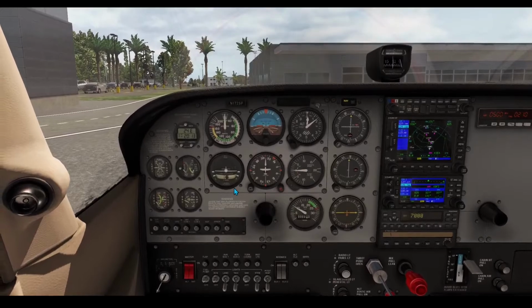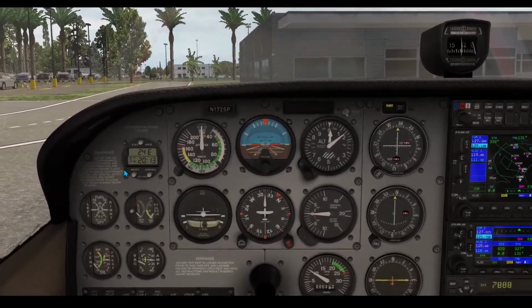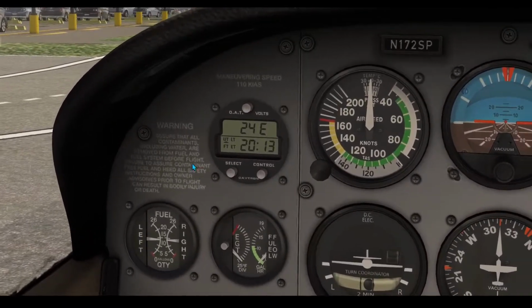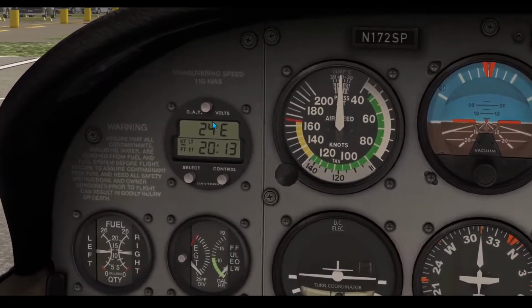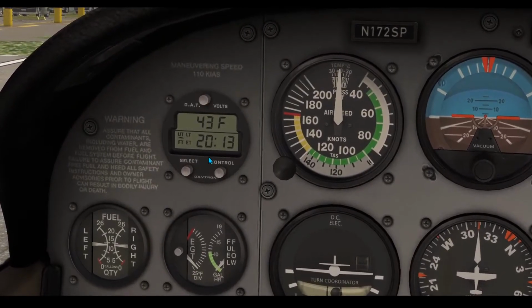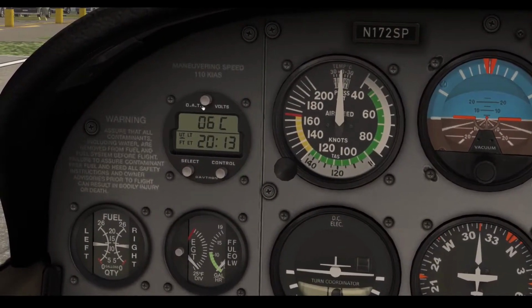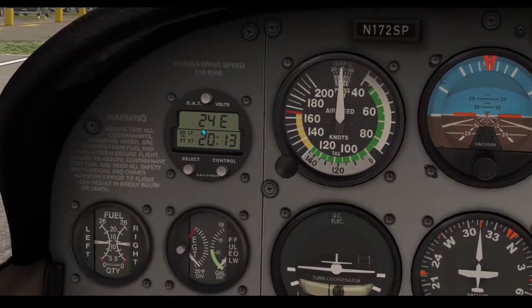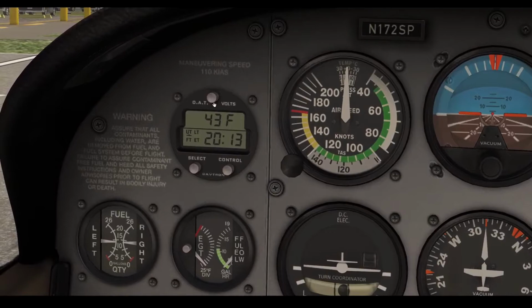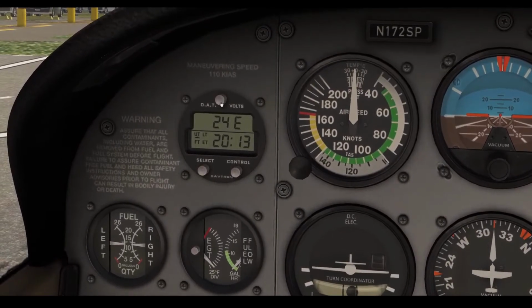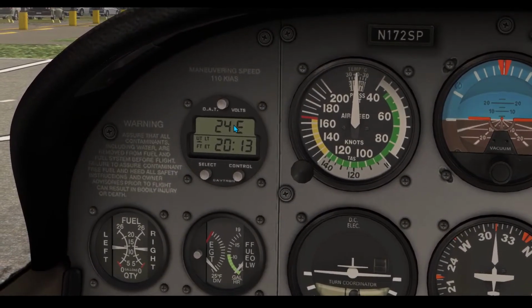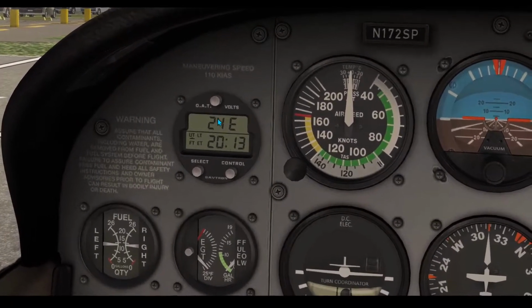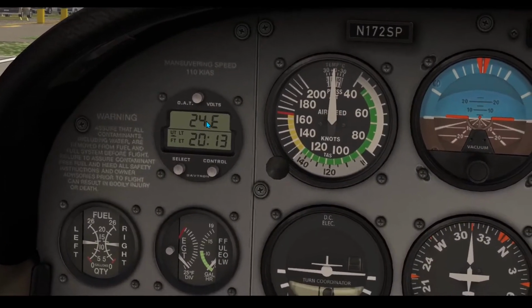Let's now talk about what we see here on the panel from left to right. First thing here is the thermometer, outside air temperature in Fahrenheit and Celsius. Outside is 43 Fahrenheit, and that's, I don't know, it's probably the volts. Okay, the volts are, yeah, probably the volts of the battery.